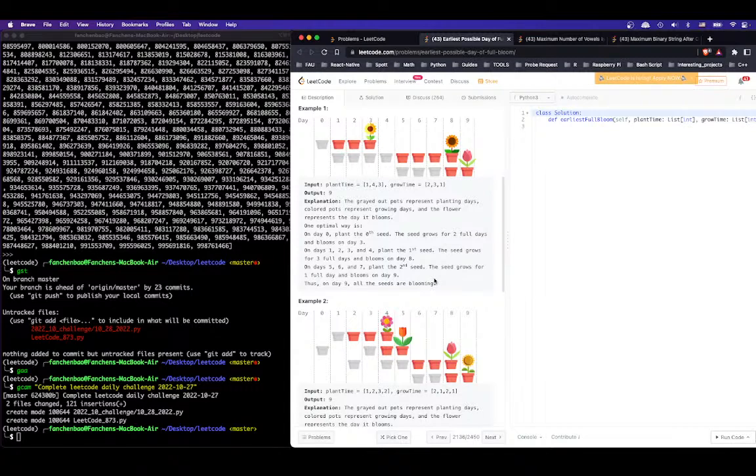Let's simplify the problem. Okay? Simplify it. Let's say we have only one flower. We just plant it, wait for it to grow. That's it. What if you have 2 flowers? Well, if you have 2 flowers, what would you do?